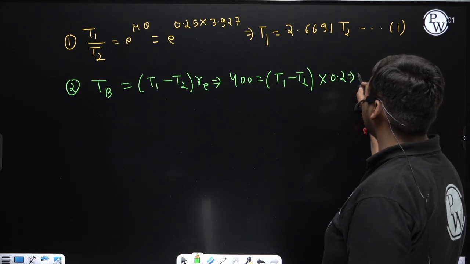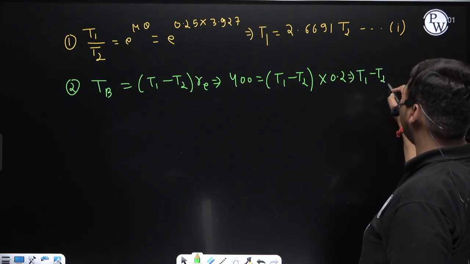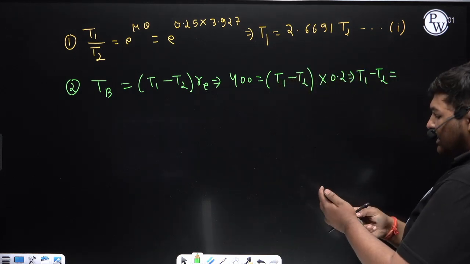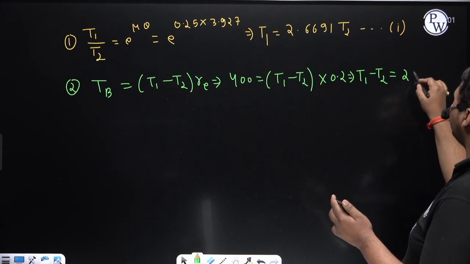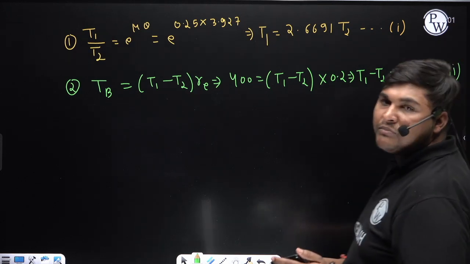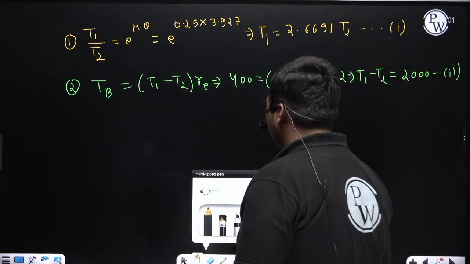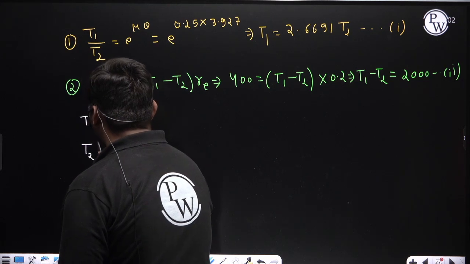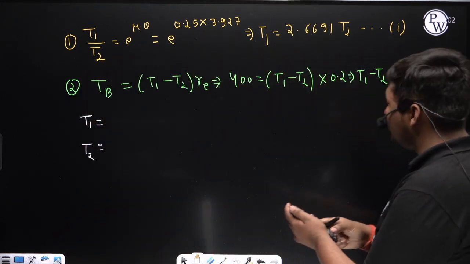So from this equation we get another relation between T1 and T2, and it is coming T1 minus T2 is equal to 400 divided by 0.2. It is coming 2000 Newton. So it is another equation, suppose equation 2. Now by solving these two equations, two equations and two unknowns, you can get the values of T1 and T2.